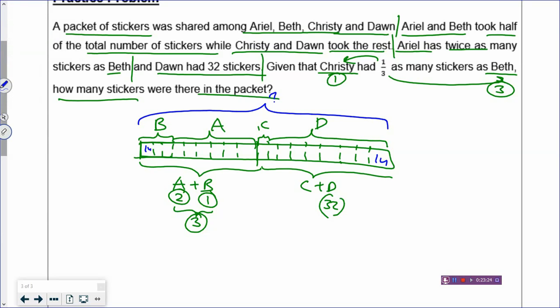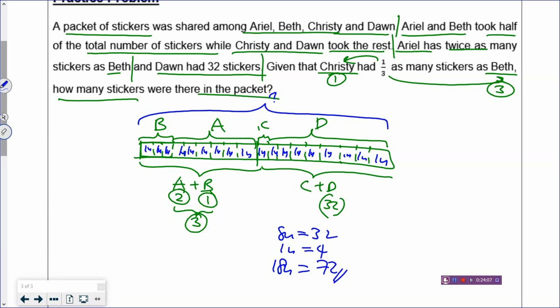Okay, so you draw out step by step. Slowly draw out the sentences. And now you can see, look at the model and how to solve. Dawn has 1, 2, 3, 4, 5, 6, 7, 8. Dawn has 8 units. So 8 units is 32. So 1 unit is 4. So how many stickers are there in the packets? So you can continue counting 9, 10, 11, 12, 13, 14, 15, 16, 17, and 18. So there are 18 units altogether. So how many stickers in the packets? 18 times 4, 72.